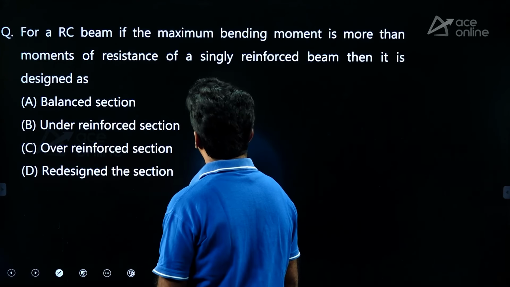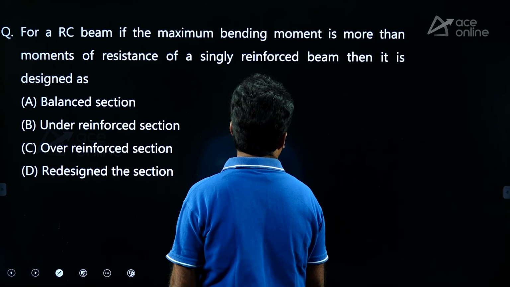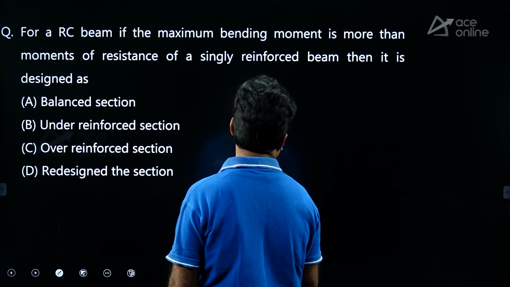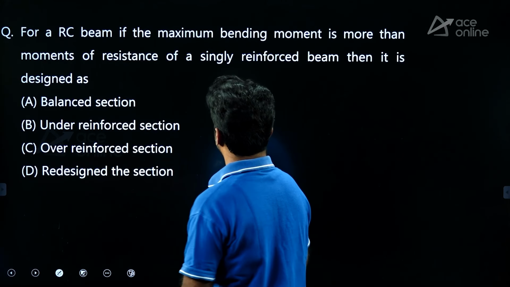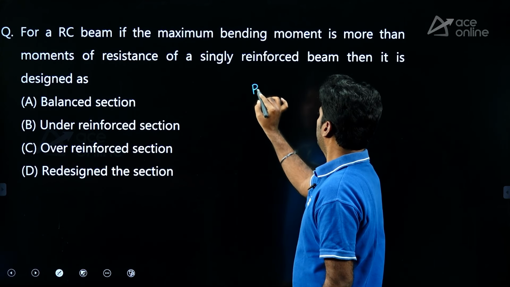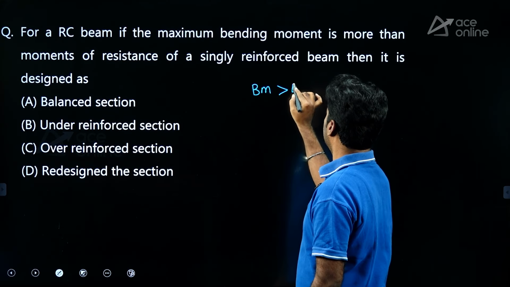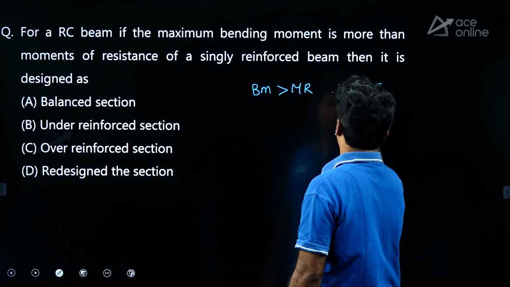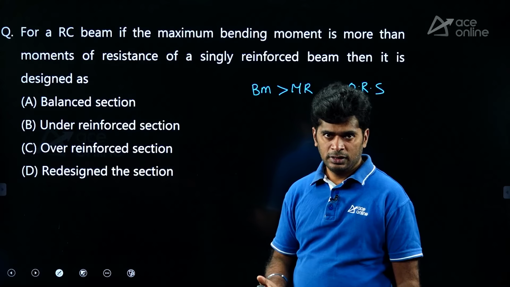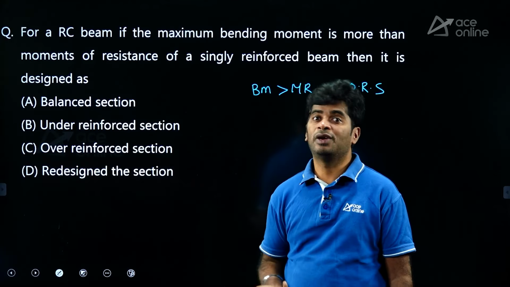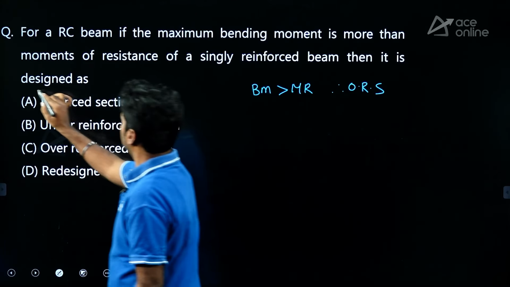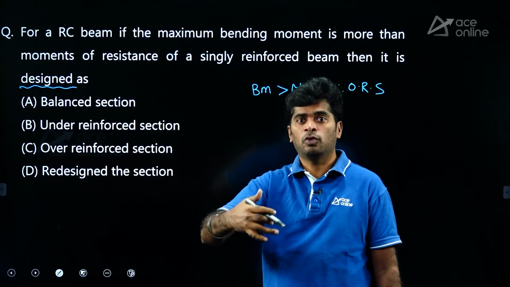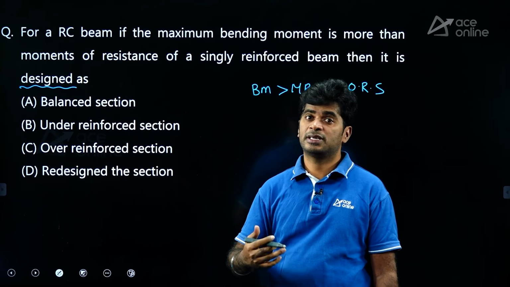For an RC beam, if the maximum bending moment is more than the moment of resistance of a singly reinforced beam, then it is designed as... my dear, maximum bending moment more than moment of resistance. Therefore, it is an over reinforced section. They are not asking which section it is, they are asking which section you will design. They have asked that if bending moment is more than moment of resistance, then the section is designed as.